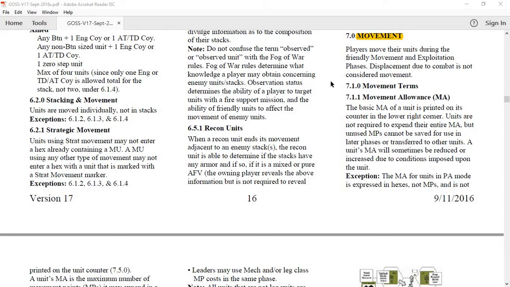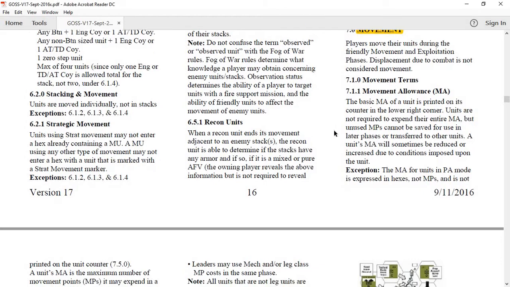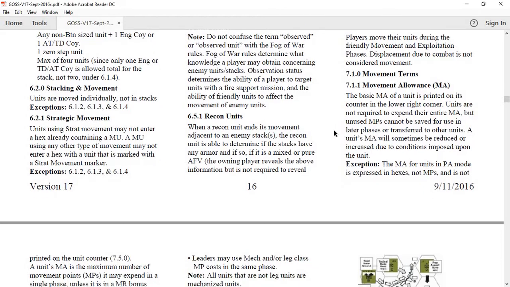Movement. Players move their units during the friendly movement and exploitation phases. Displacement due to combat is not considered movement. Movement terms. Movement allowance. The basic MA of a unit is printed on its counter in the lower right corner. That's traditional. Units are not required to expend their entire MA, but unused MPs cannot be saved for use in later phases or transferred to other units. A unit's MA will sometimes be reduced or increased due to conditions imposed upon the unit.